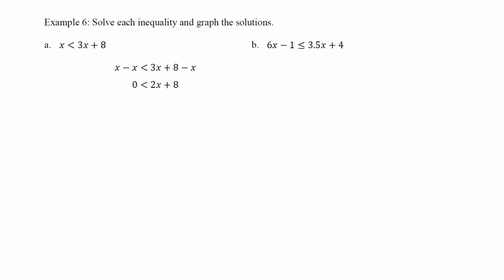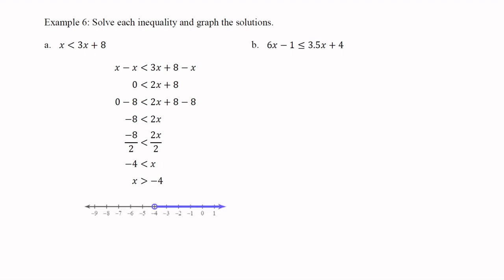Then we're going to subtract 8 from each side. That gives us negative 8 is less than 2x. And then finally, dividing by 2 is going to give us negative 4 is less than x, which you can now flip as x is greater than negative 4. And there it is graphed for you.